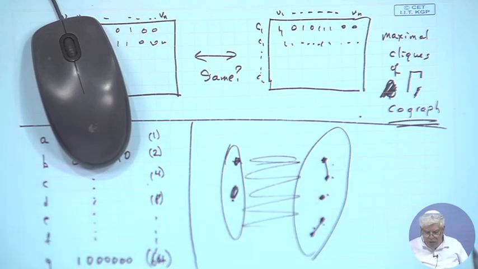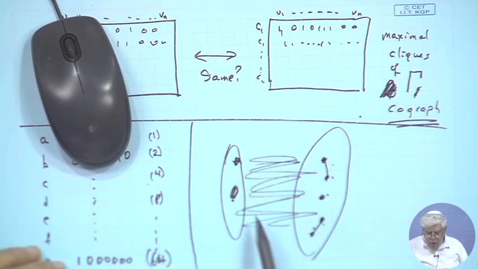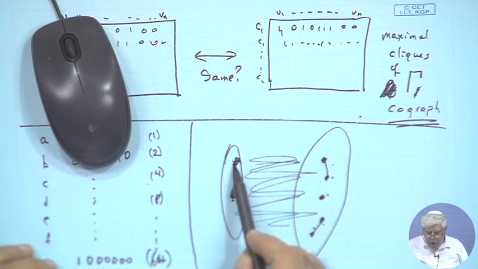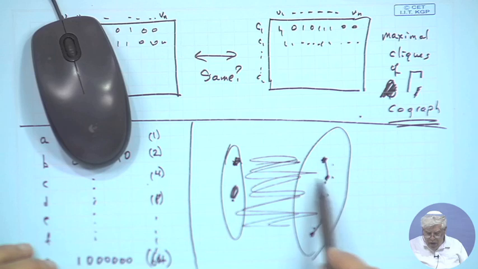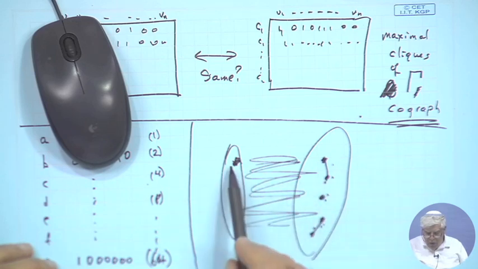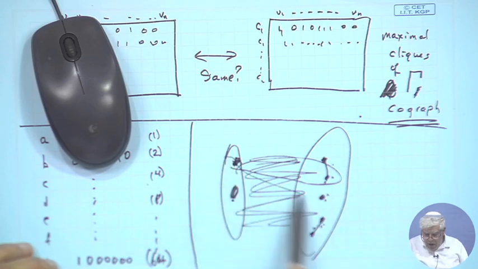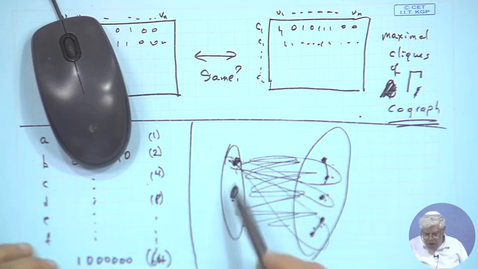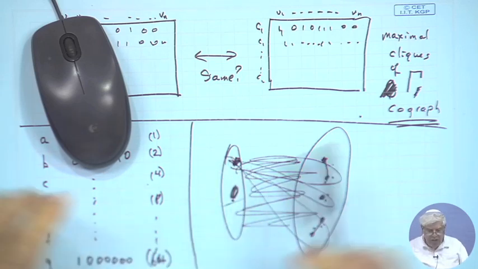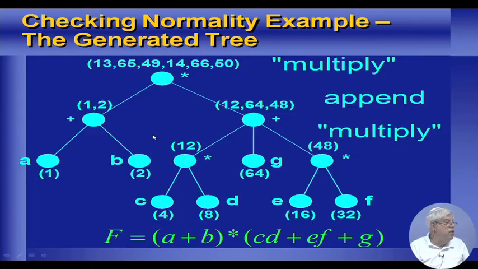What are the cliques of the join? Well, cliques of the join will be 1 from the right and 1 from the left. So this and this will be a clique, A and G, A and the other 2. So here I have a clique, here I have a clique, here I have a clique, and same here. I have 6 cliques. And what are those 6 cliques? It's the cross product of these 2.